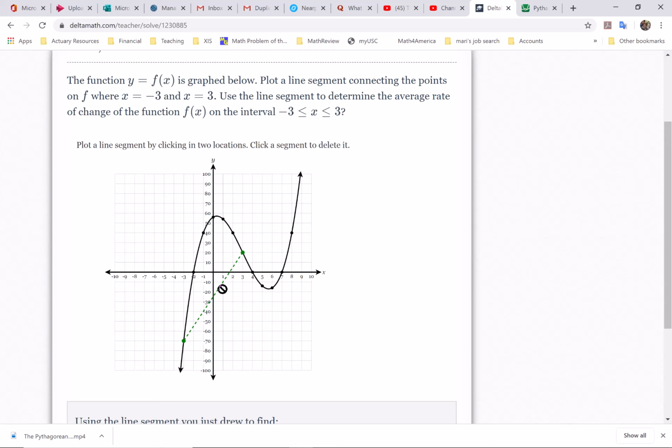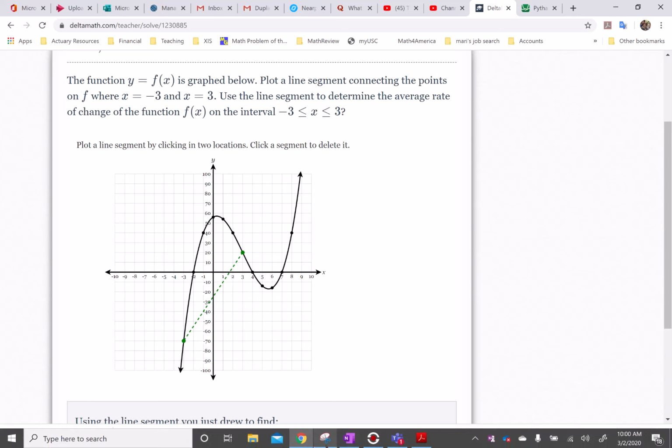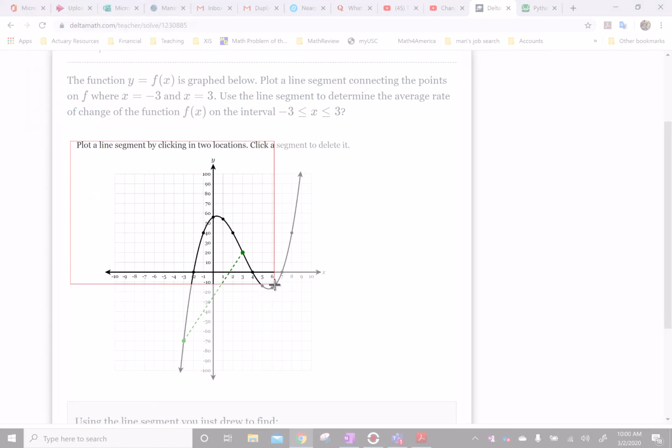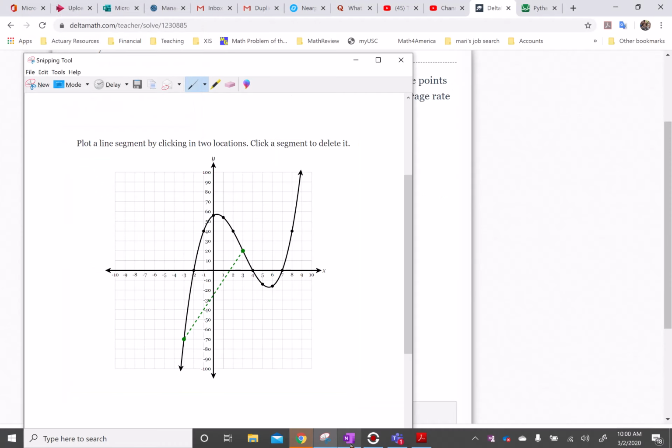And the slope of this line is the average rate of change. So I need to figure out what is the slope of this line. Well, one way to do this is to look at the rise over the run. So let me take this guy real quick so I can draw on it.